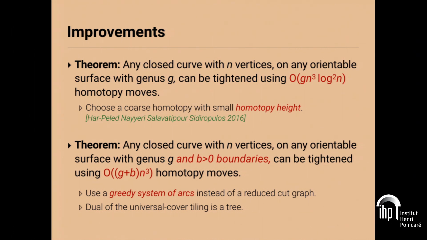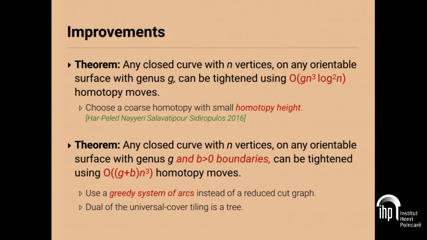But if you vaguely recall from Aaron's lecture, there's this notion of homotopy height. I want a homotopy that keeps the length of the curve as short as possible. If you apply the log n approximation algorithm for homotopy height by Sariel Amir and others, we can actually reduce the number of graph moves down from n to g log squared n. And then the rest of the analysis is the same.